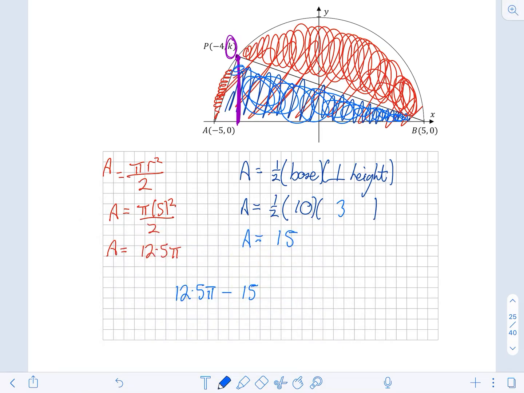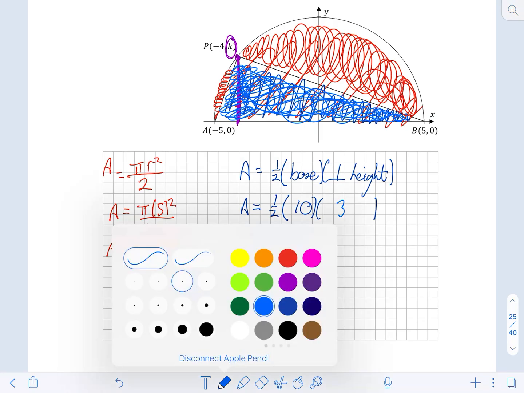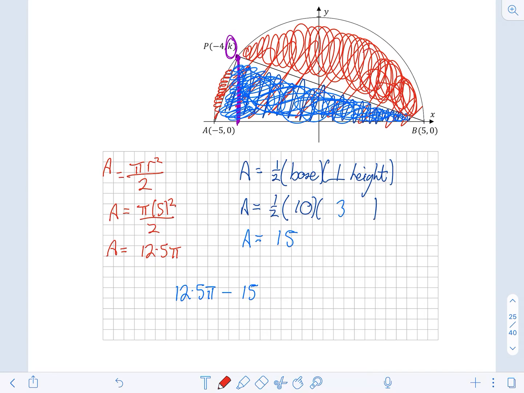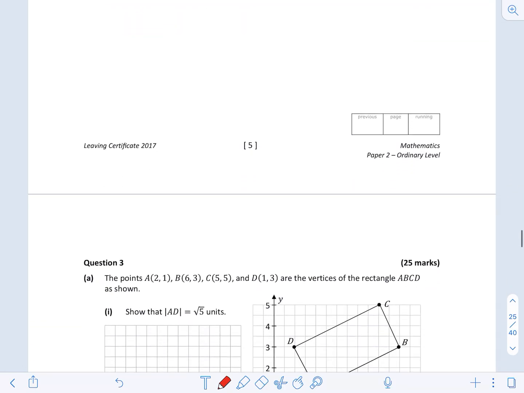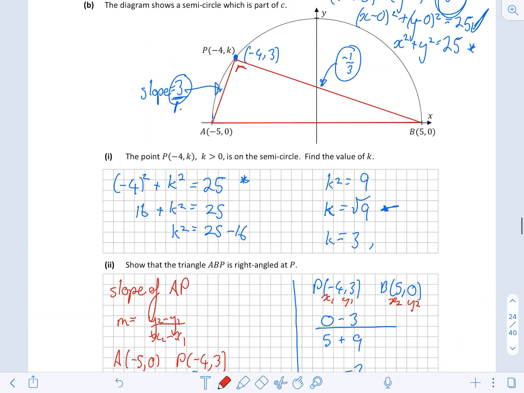Sorry, I didn't go far enough with the blue. I'm taking all of this away. So I'm taking the blue area away from the red area to be left with this new red area out here. So that was the strategy there. So that was question 2 dealt with.